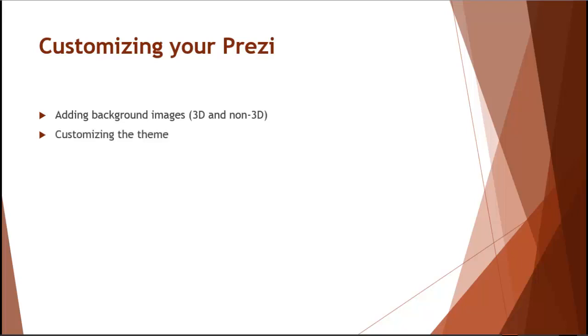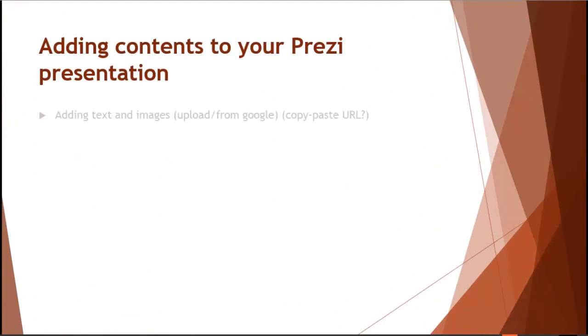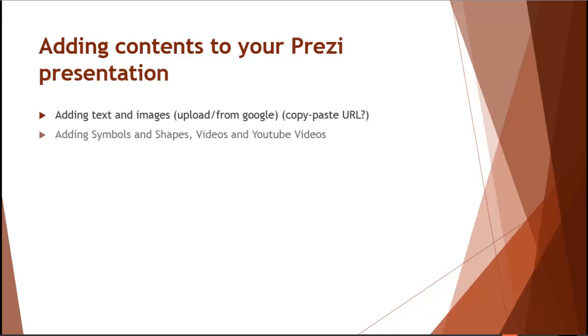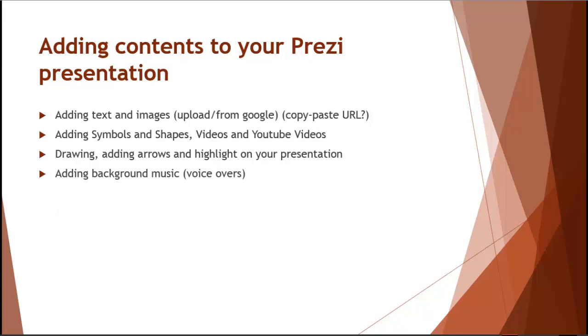And then we can customize the theme. And then adding contents to your Prezi presentation, we can add text and images either by uploading or importing from Google. I have also learned this technique, the copy-paste of the URL, which I will show to you in this courseware. You can add symbols and shapes, then videos, and even YouTube videos. But of course, YouTube videos would require you to have an internet connection to be able to play them. We can draw, add arrows, highlights, and background music.